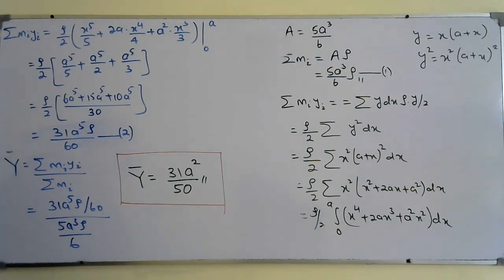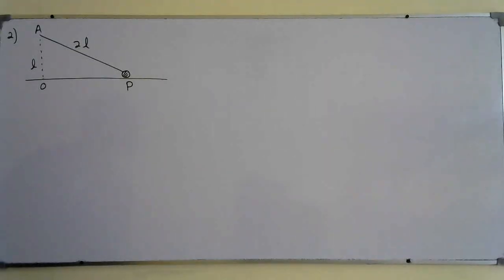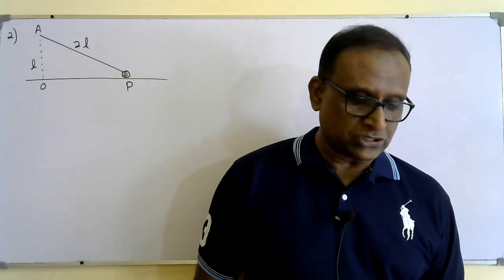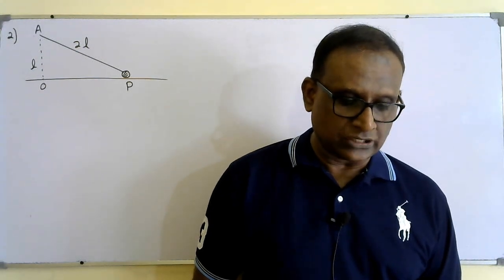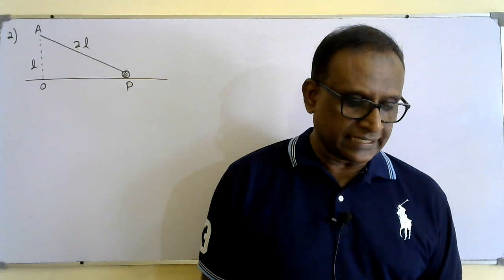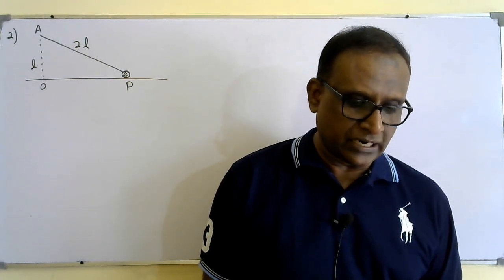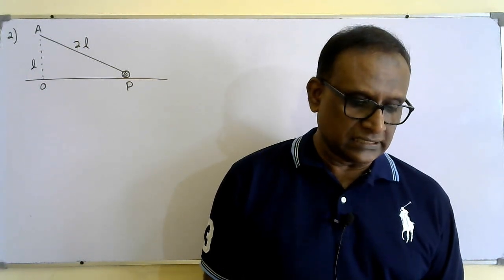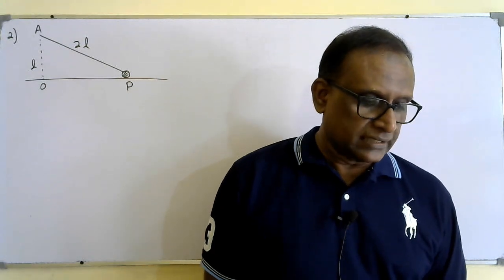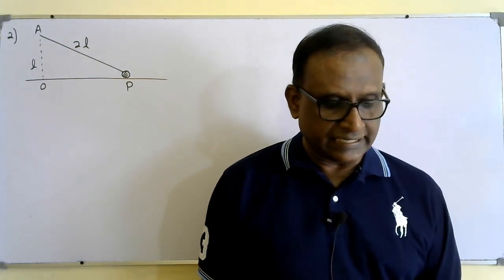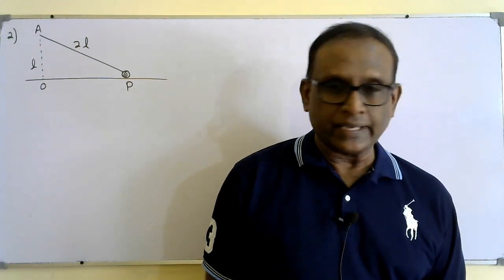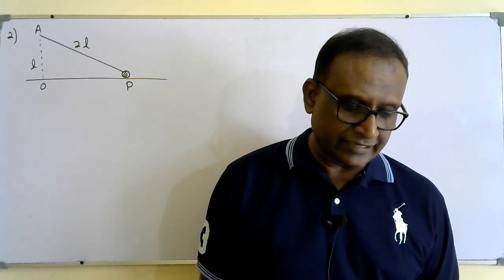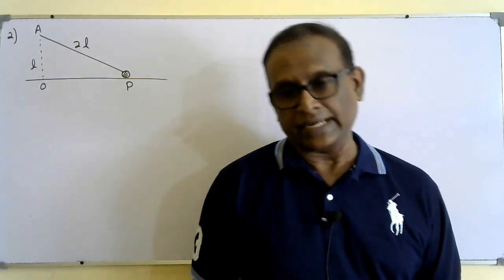Question number 2, this diagram is given. A particle P of mass m is attached to one end of a light inextensible string of length 2L. The other end of the string is attached to a fixed point A above a smooth horizontal floor. The particle moves in a horizontal circle on the floor with the string taut. The center O of the circle is vertically below A, with OA equal to L as shown in the figure. The particle moves with constant angular speed omega and remains in contact with the floor. Show that an inequality is given.